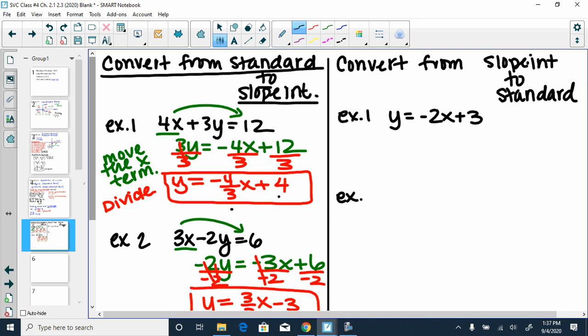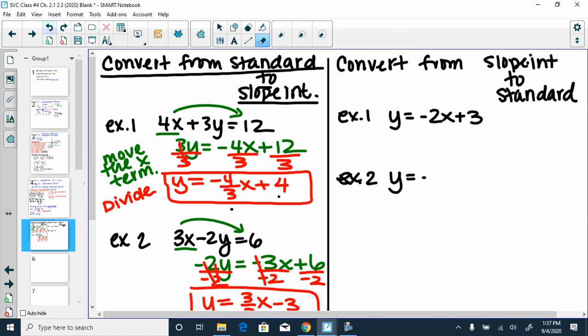Example 2. Here's my arrows again. Ever since I touched the arrow, it is making a bunch of arrows. Oh my goodness gracious. Example 2 is y equals negative, oh no, not negative. I'm going to do positive 5x.